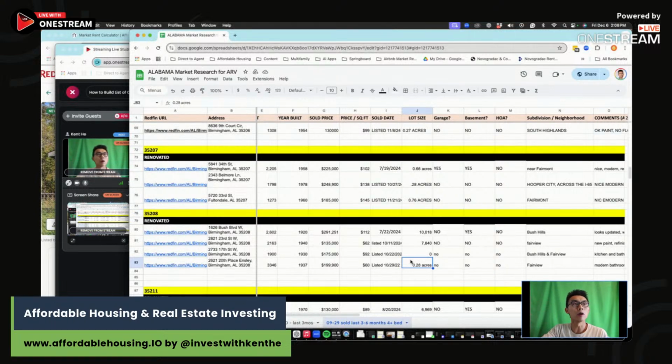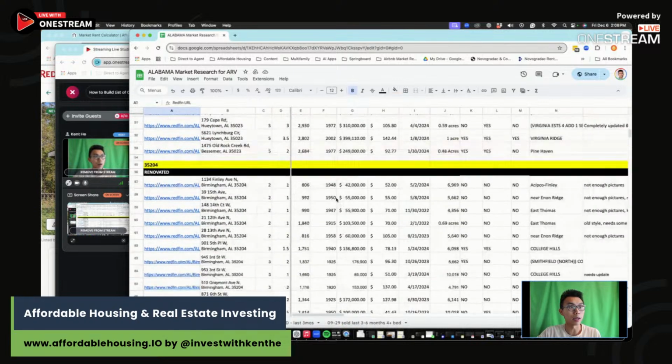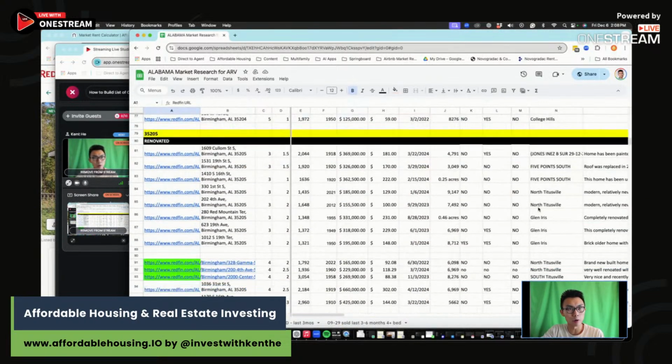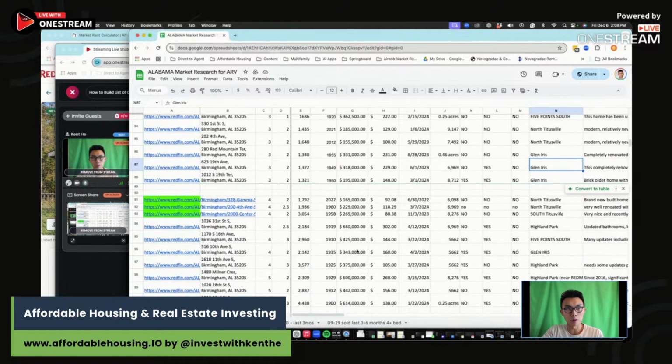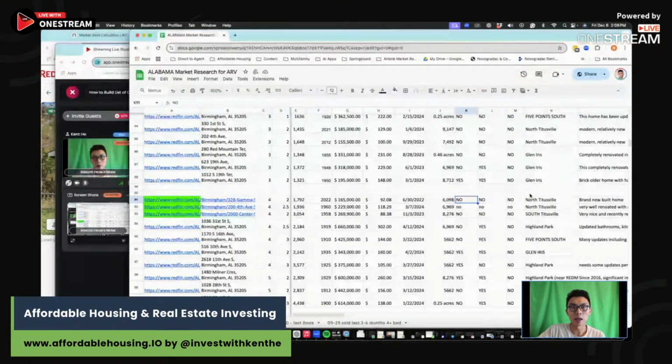So in order for us to build our confidence toward a comparable sales list, what I do is create a master comp list. By zip code, by neighborhood, I essentially write down all the properties that have sold in the last 12 months. And I know exactly what they sold for, the bed and bath count, square footage, year built, price per square foot, lot size, whether they have a garage, a basement, or an HOA, and the general condition of the home.